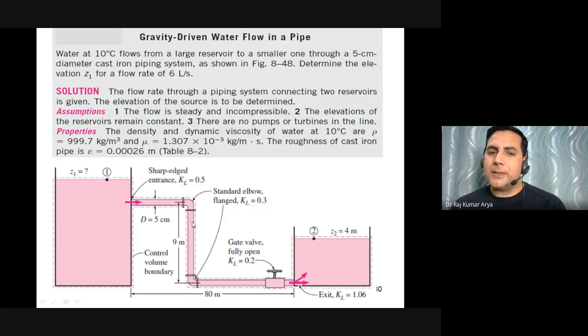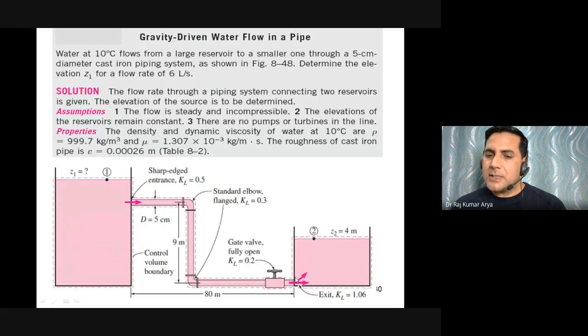Here you have all fittings. सारी fittings आपको दिया है, सबका नाम भी जहाँ लिखा हुआ है. At this edge, they have mentioned sharp edge entrance. For that, loss coefficient is given KL 0.5. This is a standard elbow, 90-degree elbow here. So for that, the loss coefficient is standard elbow flange type. So for that, KL is given to you 0.5. So for this also KL 0.5. This also KL is 0.5. There is the gate valve. For that, the loss coefficient in fully open condition, KL value is given to you 0.2.